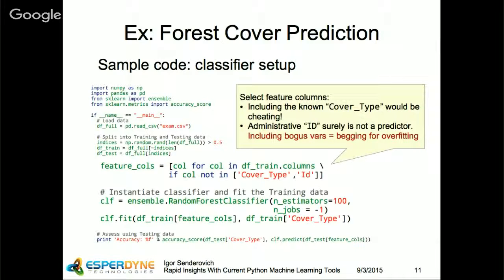Now, you construct, you instantiate your classifier with these parameters, and this is the key point when you actually do the fit. You take your training data, you say only use the feature columns, don't give out any correct answers, but these are the correct answers that you should know. Find a pattern between these two.